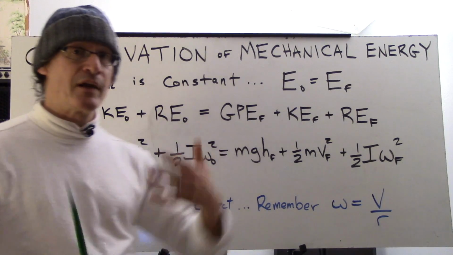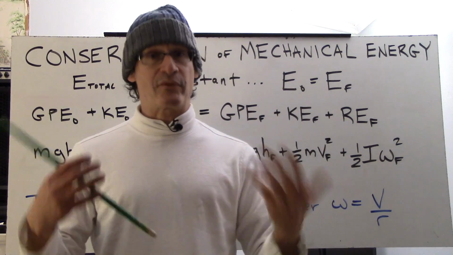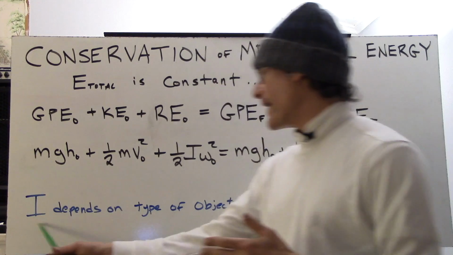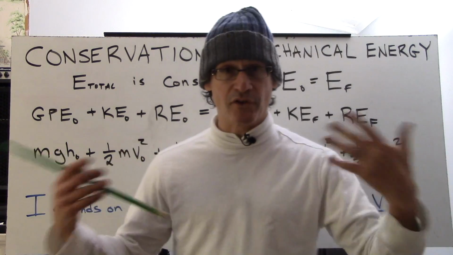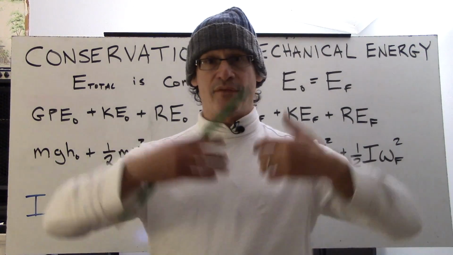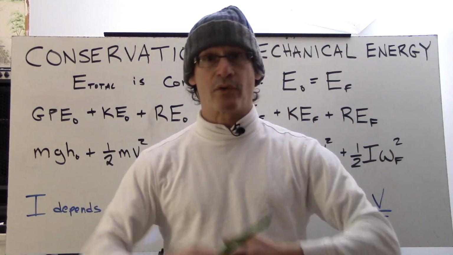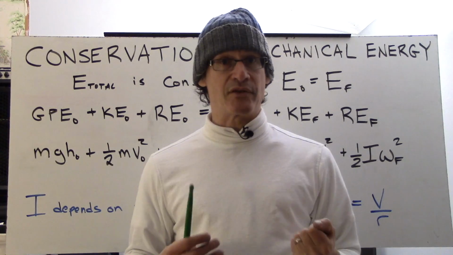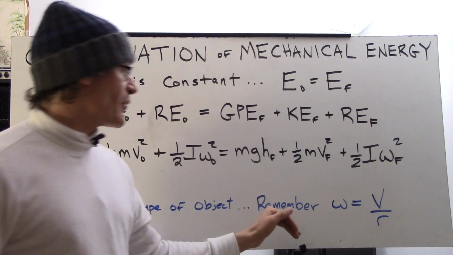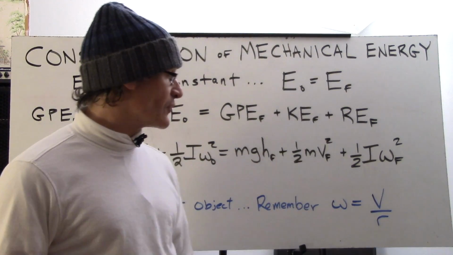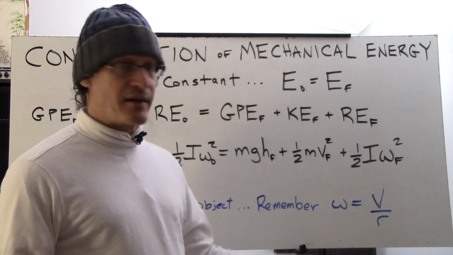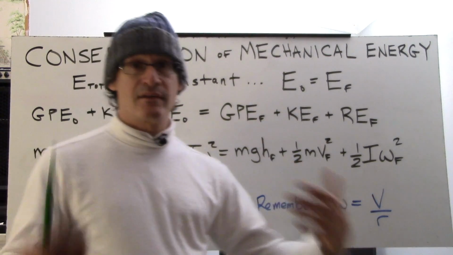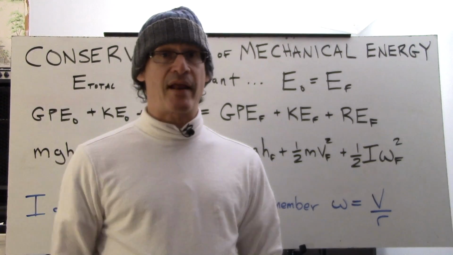To be able to use this, we have to remember a couple things. I depends on the type of object, so we might have to look that up if it's not given. If it's a cylinder or a sphere or something like that, we'll need to look up the value for I and its relationship. We also want to remember from the Rosetta Stone what omega is. Omega is linear velocity divided by the radius around that axis of rotation.